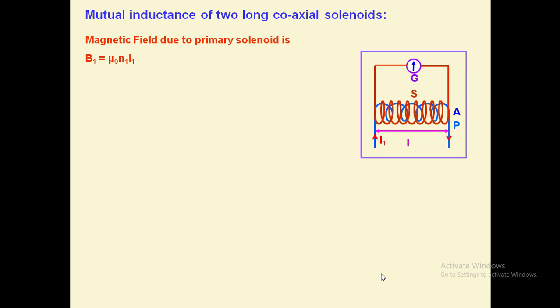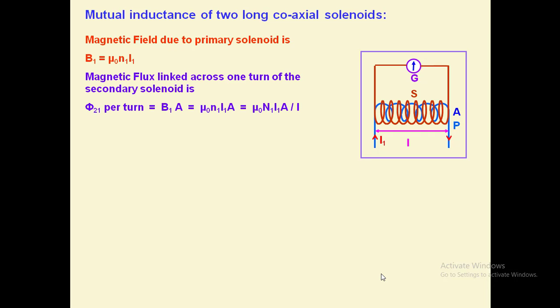So whenever the current passes through the primary coil, the magnetic field produced by the primary solenoid is B1 equal to mu naught N1 I1, which we have learned in the solenoid. The magnetic flux linked across one turn of the secondary solenoid, phi 2 per turn, is equal to B1 into A, because phi is nothing but B into A.